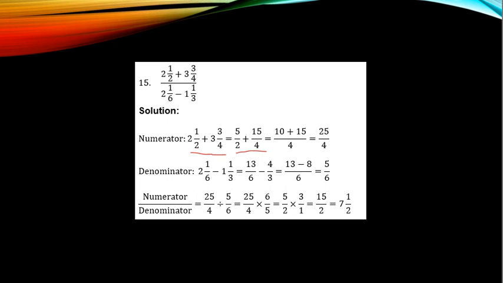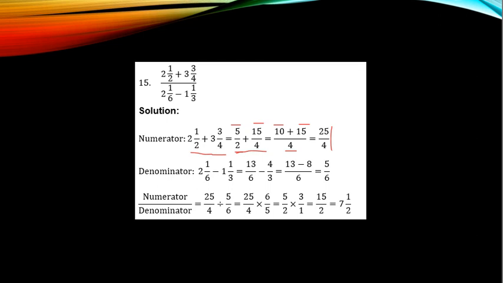Now it is addition. You find the LCM of 2 and 4. The LCM is 4. You know the rule. Divide 4 by this 2 is 2. Multiply by 5, you get this 10. Divide 4 by 4 is 1 times 15, you get 15. 10 plus 15, 25 all over 4.